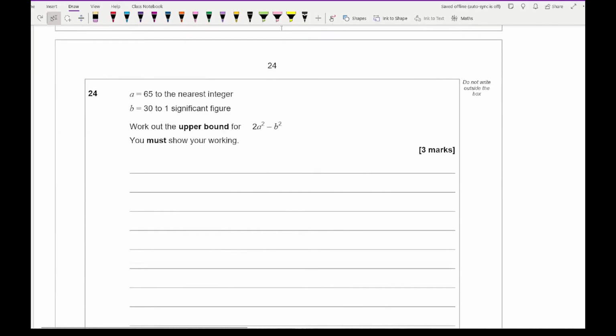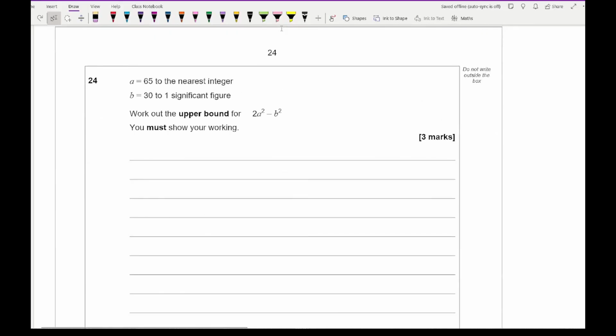Moving on to question 24, it says a is 65 to the nearest integer, b is 30 to one significant figure. Work out the upper bound for 2a squared minus 3b minus b squared. So for this to be the upper bound, I'm going to need a to be big and I want b to be small.